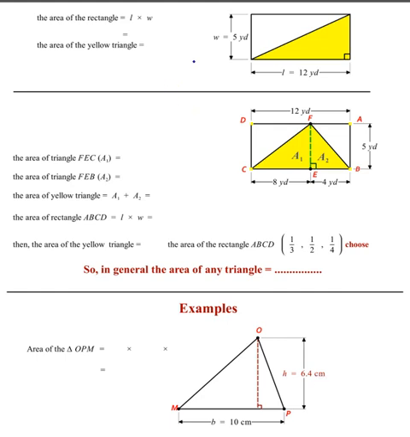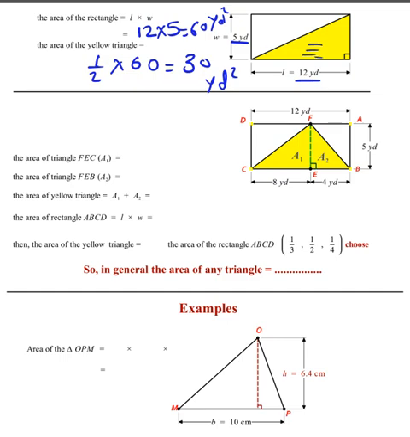So let's go. First, if we have a rectangle whose width is 5 yards and length is 12 yards, its area will be 12 times 5, which is 60 square yards. And if I asked you to calculate the area of the yellow triangle, simply you can see that the area of the yellow triangle is half the area of the rectangle, which is half times 60, equal to 30 square yards.